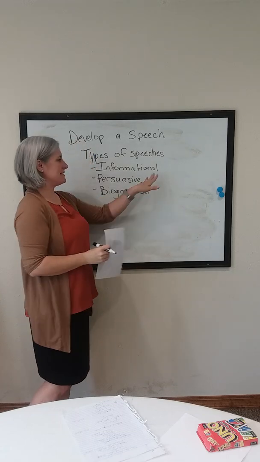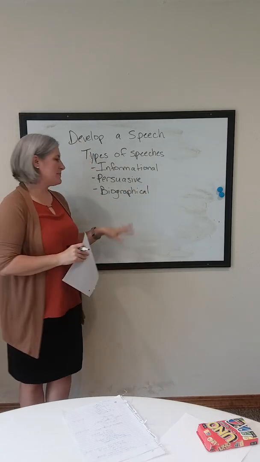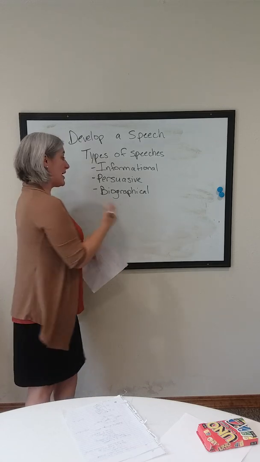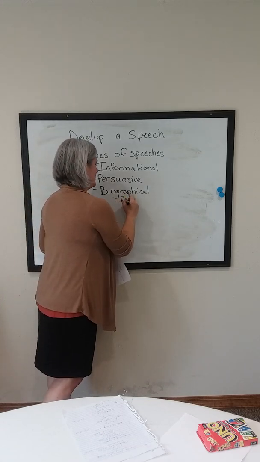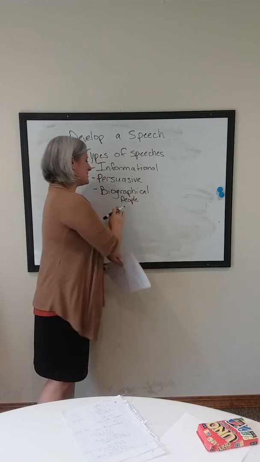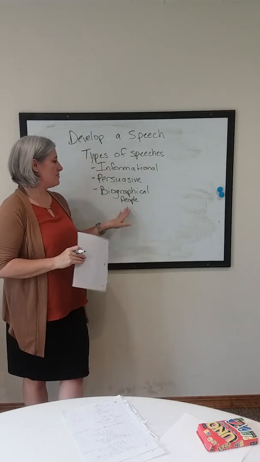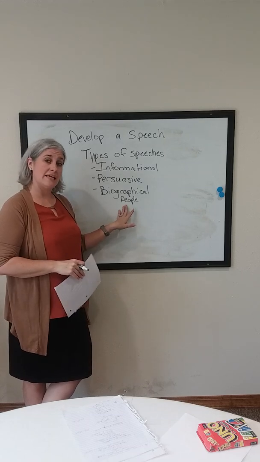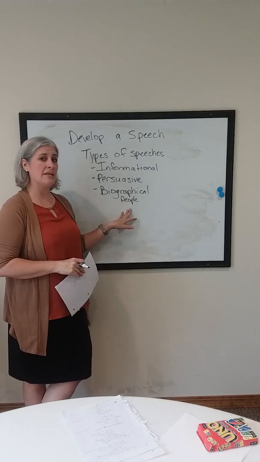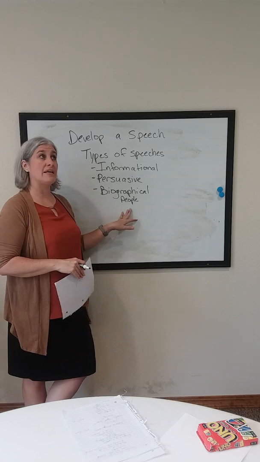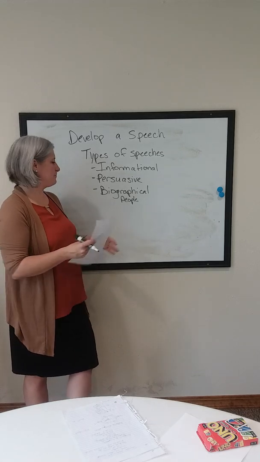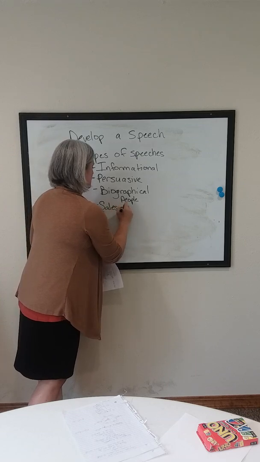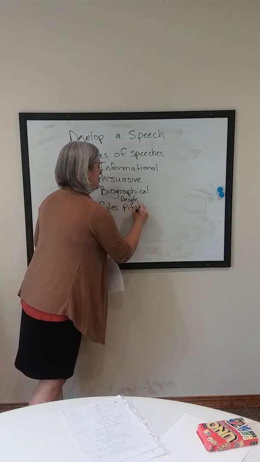The next one is biographical. Now this is actually a subset of informational, but this one's very specific in that it is about people. A biography is about a person. Now this can be about a situation that a person is involved in. It can be about a specific person. It's frequently done about historical figures.